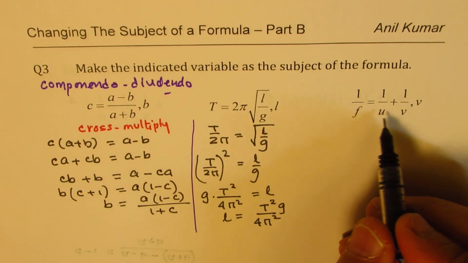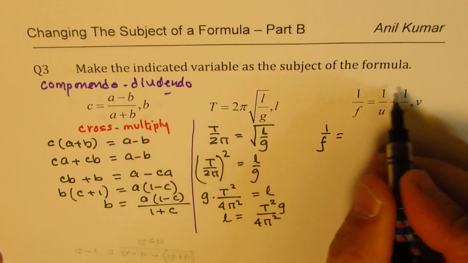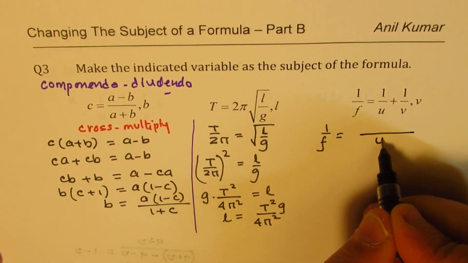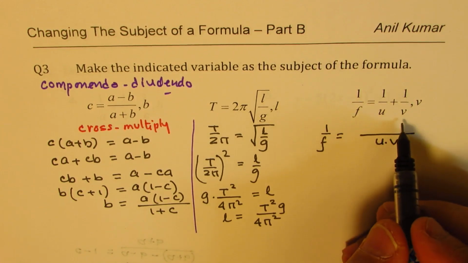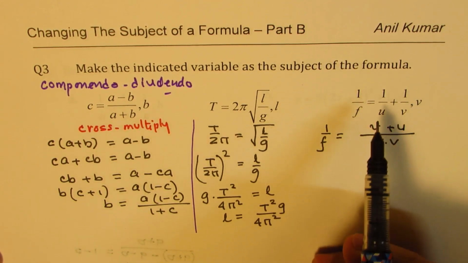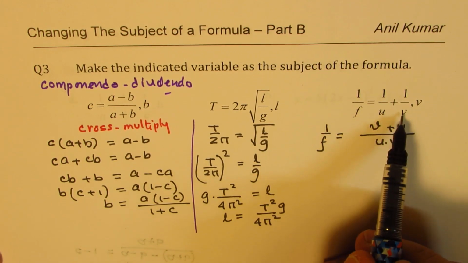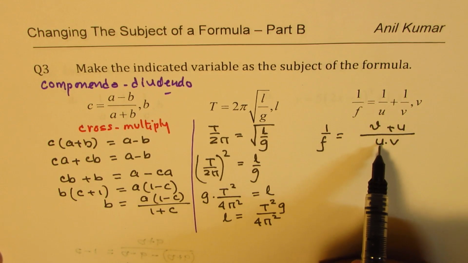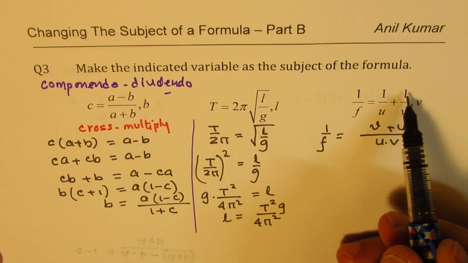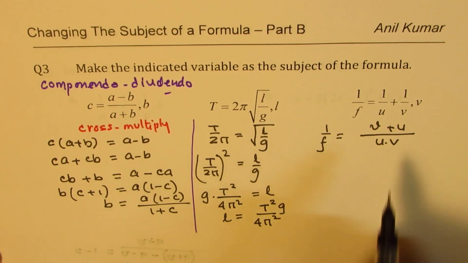So the method here is to remember that, to add fractions, we have to have a common denominator. So the common denominator here will be u times v. When you do that, you get v plus u in the numerator. To make it v, you have to multiply both numerator and denominator by v. So you get uv in the denominator. On this side, you have to multiply and divide by u. So you get u over uv, right? So you get to this step.